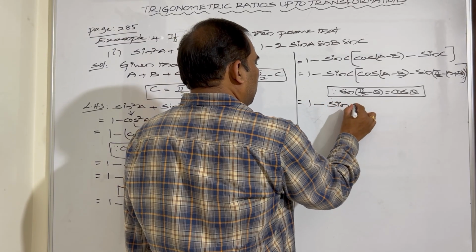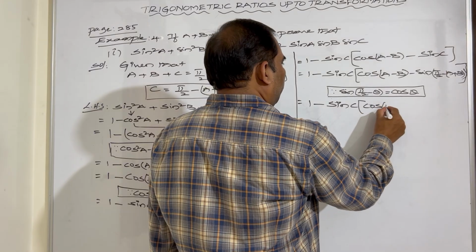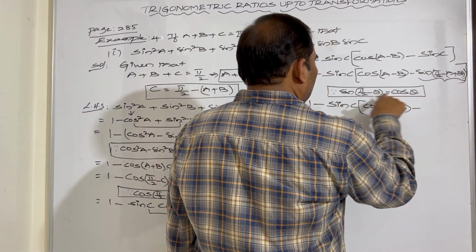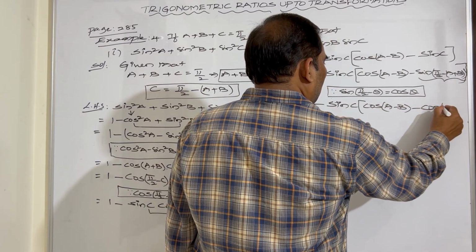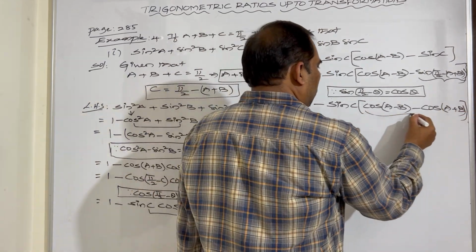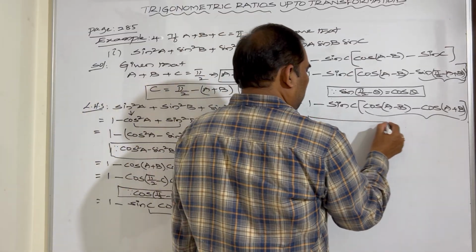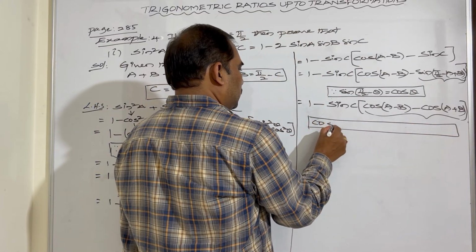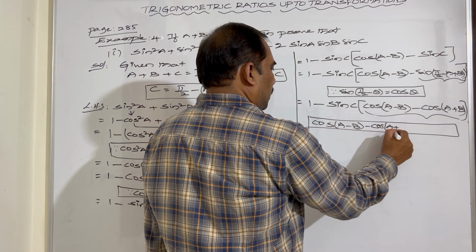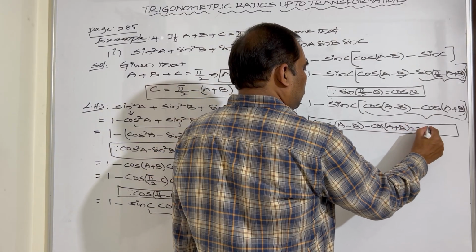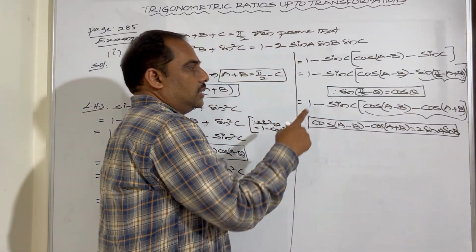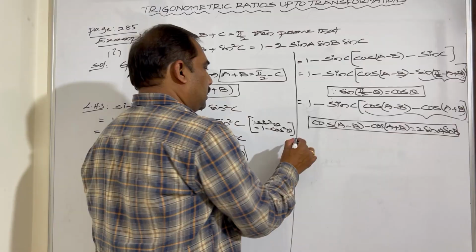So now 1 minus sin c into cos of a minus b and minus, this entire thing can be written as per this property cos theta. Theta is what here? Theta is a plus b. So if you observe within the bracket, we have one of the standard formulae, that is cos of a minus b minus cos of a plus b. Cos a minus b minus cos a plus b is equal to, we know clearly, 2 sin a sin b. So that is replaced by 2 sin a sin b.